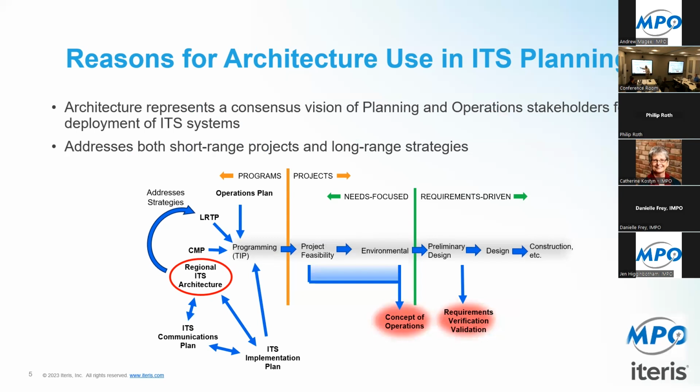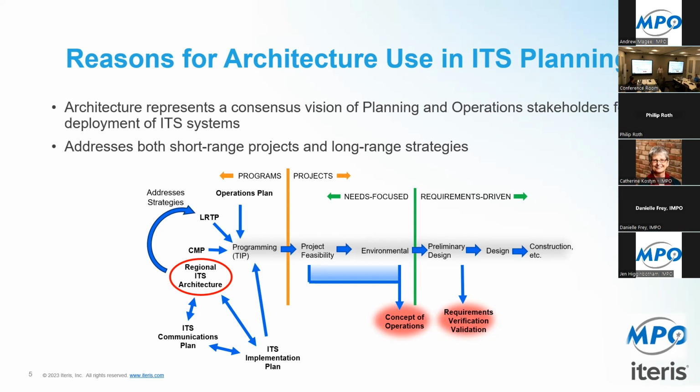So we have our planning aspects here on the left-hand side of this orange division line. These are all those programs. We have our operations plan. We have our TIP. We have our long-range transportation plan. Architecture is helping inform this ITS implementation plan. It lays out the ITS we're going to implement here in the region.